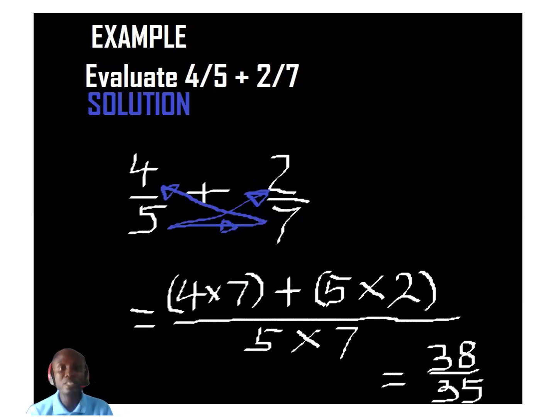Now we are evaluating 4/5 plus 2/7. So how do we solve this problem? 4/5 plus 2/7. Just do the cross multiplication. 4 times 7, you get 28, plus 5 times 2, you get 10. 28 plus 10 is 38. Then you get 5 times 7, 35. So the answer is 38 over 35.